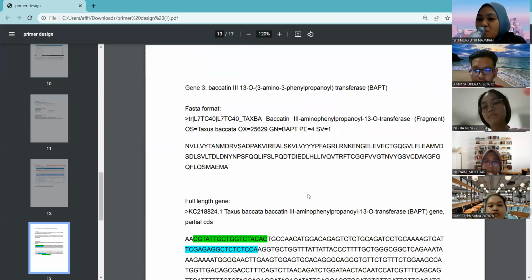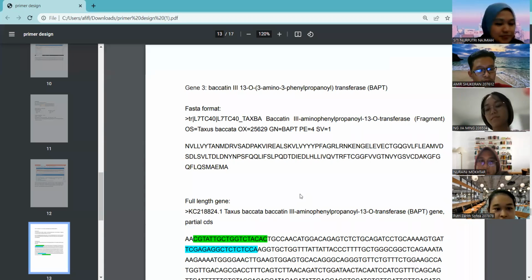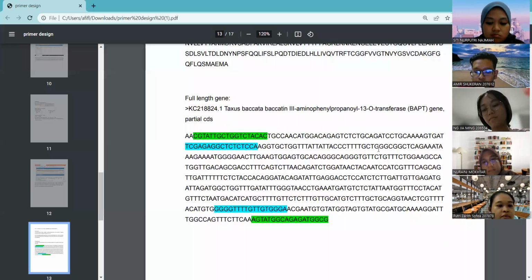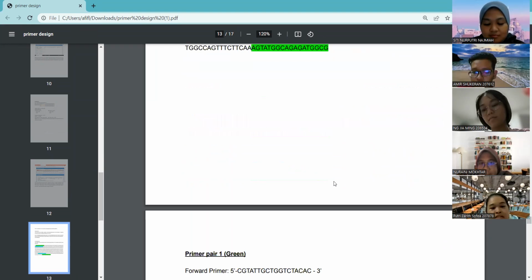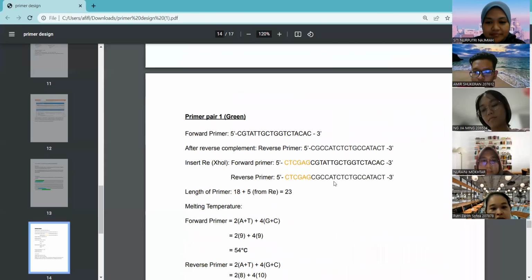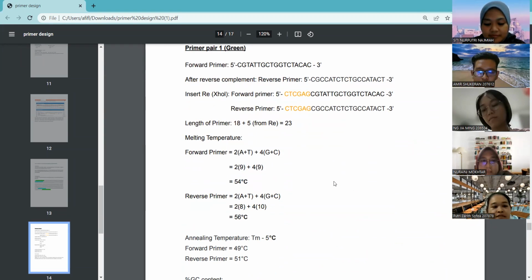Okay, thank you, group 1 and group 2. So for the last gene that we have identified, it is Bacillin 3 amino phenylprophenol transferase, or in short, we just call it BAPT. So based on this gene sequence, we have designed 2 sets of primer. And for the first pair of primer, which is in green color, the length of the primer is 18 plus 5 from the RE insertion, so equals 23 base pair.